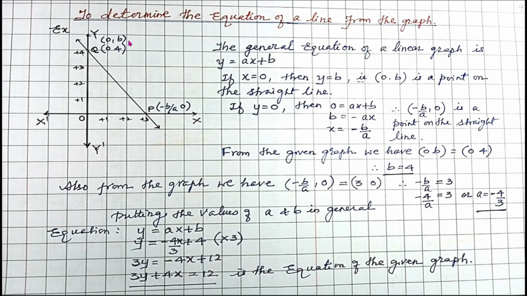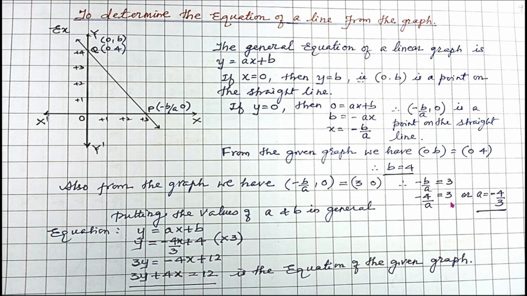Now compare, (0, b) is (0, 4) and (minus b by a, 0) we have to find here. So comparing, we get that (0, b) is (0, 4), the value of b is 4. Now in the graph, the other point P, we have (minus b by a, 0), where x is 3 and y is 0, therefore minus b by a is 3. Now the value of b is already known to us, it is 4, so minus 4 by a is equal to 3, or a is equal to minus 4 by 3. So we have got the values of a and b. The a value is minus 4 by 3, and the b value is 4.